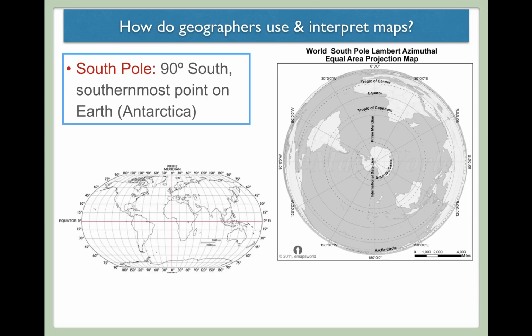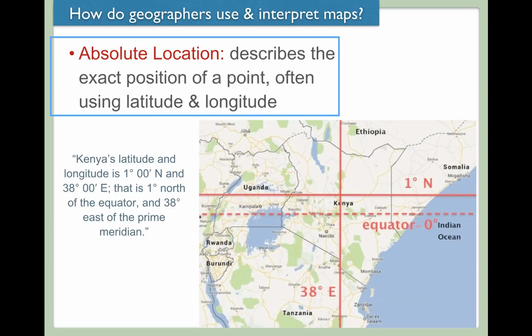The map on the left, of course, would make you believe that Antarctica is enormous when it's not nearly as large as it appears in this map, and we'll talk about why that's the case when we talk about projections. If you look on the right-hand side, you can see a far more accurate depiction of the size of Antarctica. What you see there at 90 degrees south latitude, we have the South Pole.